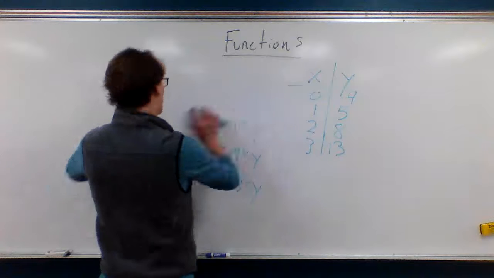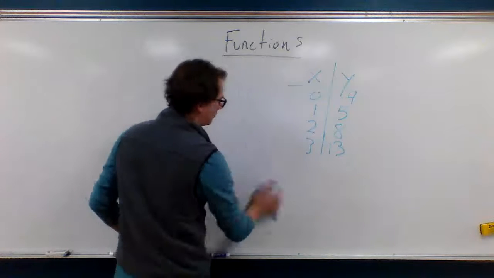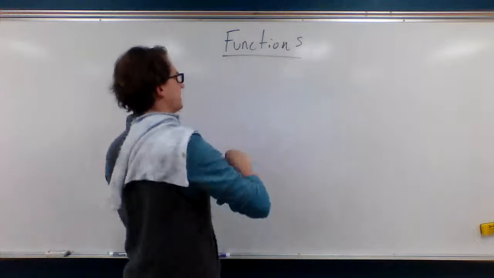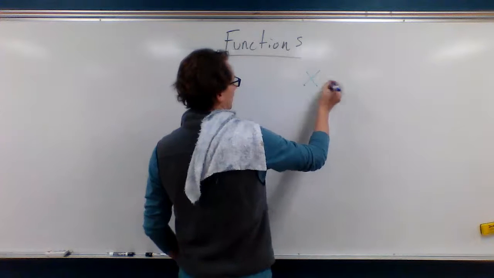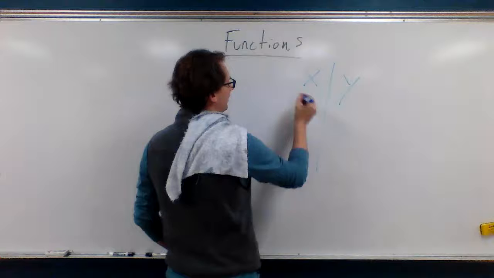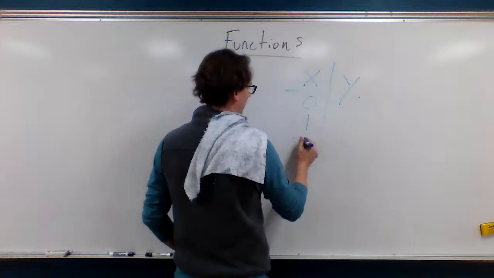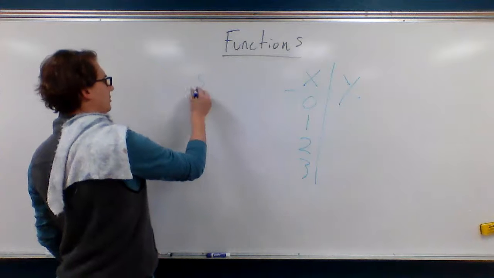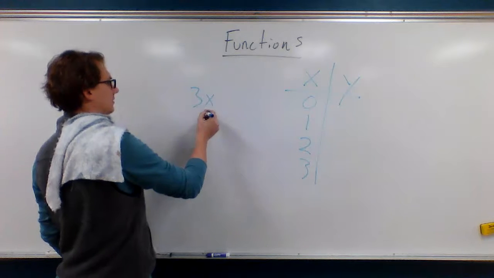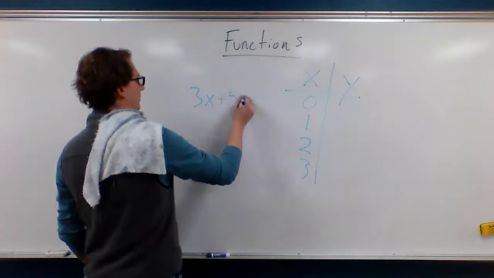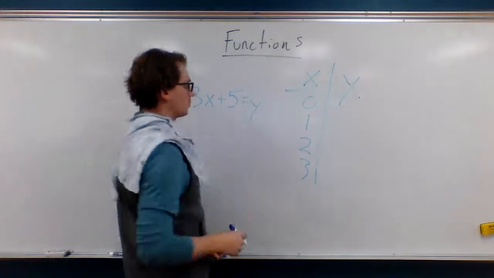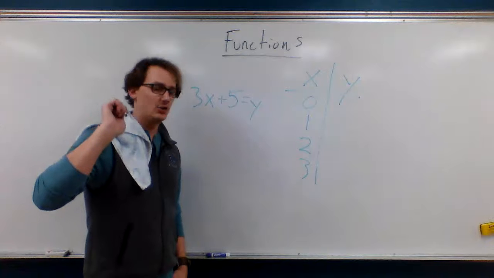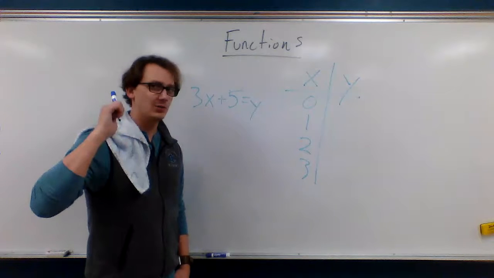All right, let me write one more here for you to try on your own. So we're going to pause the video in just a second here. And again, for the sake of brevity, 0, 1, 2, 3. And let's do 3x plus 5 equals y. Go ahead, pause the video, and take a moment and create your inputs and your outputs for this function.